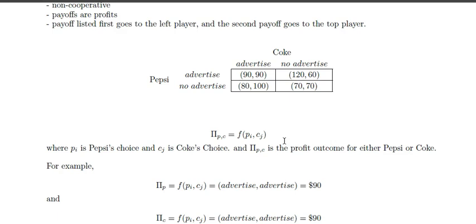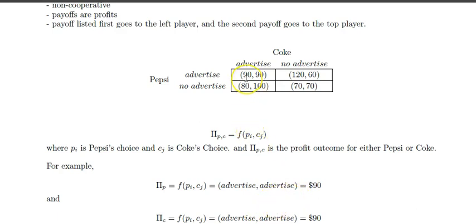So let's go through the strategies. But first, let's see how the payoffs work. So, for example, if we're looking at Pepsi's payoff, and we consider the outcome where they both choose to advertise, that is in this particular quadrant, we can see that Pepsi's profits would be $90, and we can also see that Coke's profits at that particular outcome are also $90. So this is the way we want to think about it.